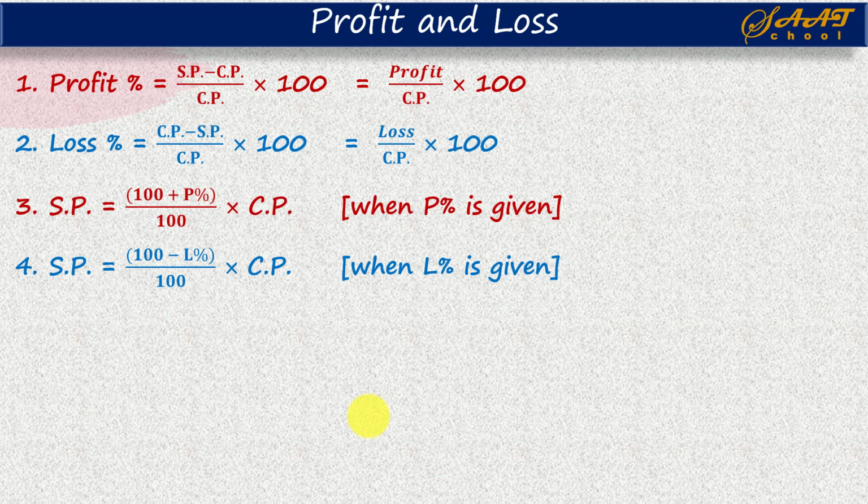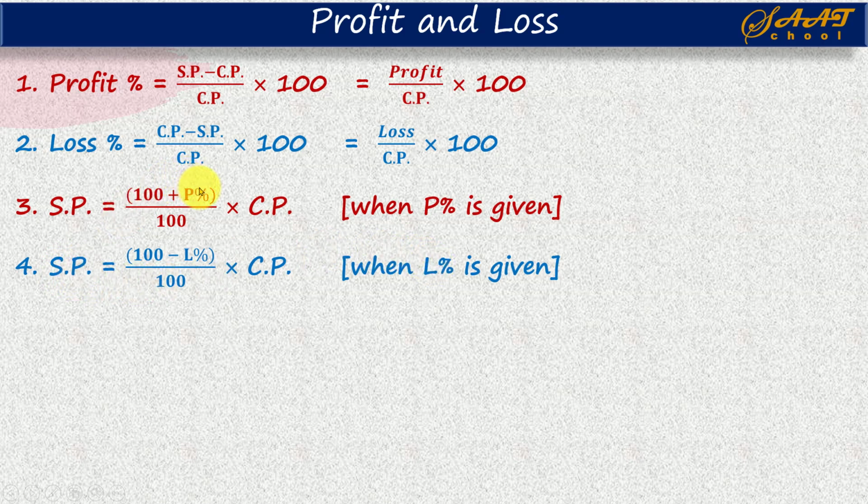Now here is the most used formula that we use in profit and loss. If you have to calculate profit percent, then SP minus CP divided by SP multiplied by 100. Again, if there is the profit in the question, we can use this formula directly. For loss percent and for SP, when profit percent is given, and for loss percent, we use this relation.